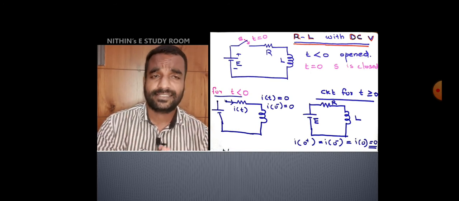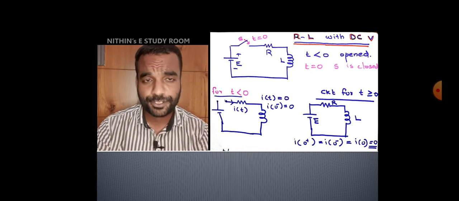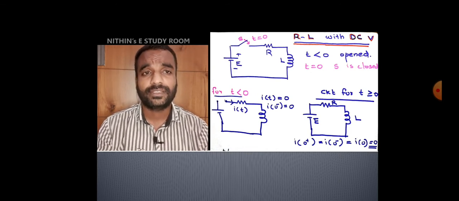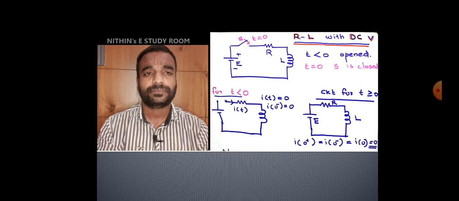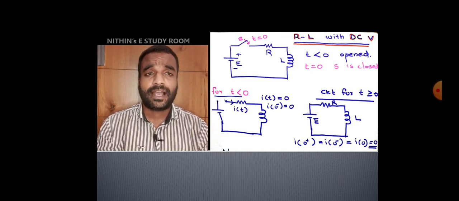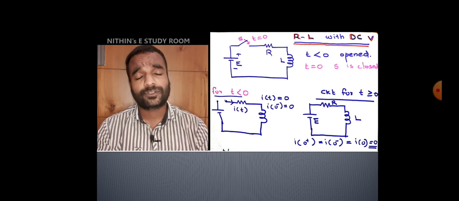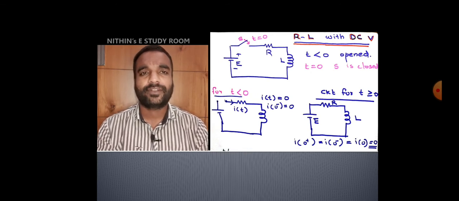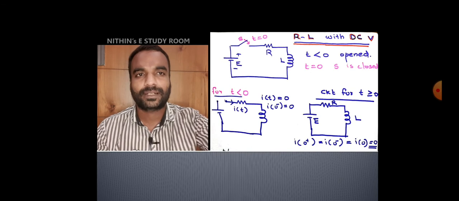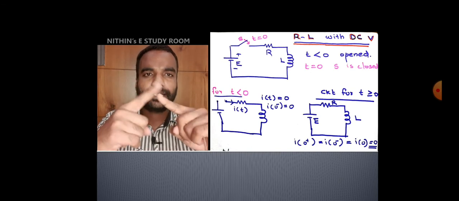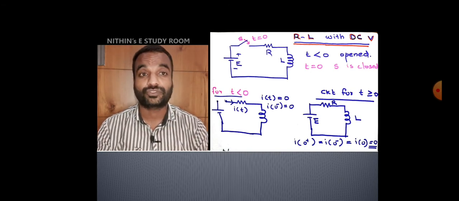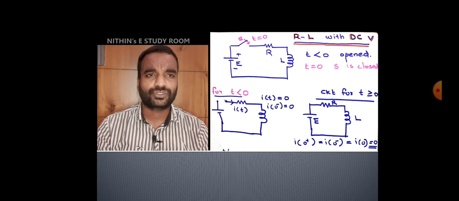An RL circuit connected with DC voltage. You can see here we have a switch. Up to the time of t is equal to 0, the switch is open. And when t becomes 0, you can see the arrow mark. The arrow mark indicates that at t is equal to 0, the switch will become closed. So it's a transient case or switching case.